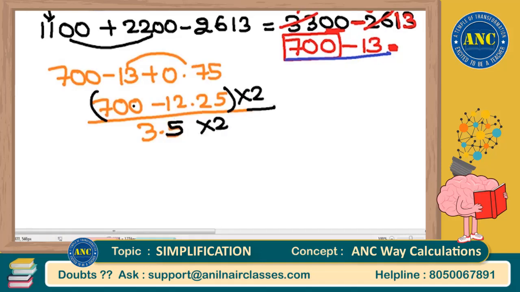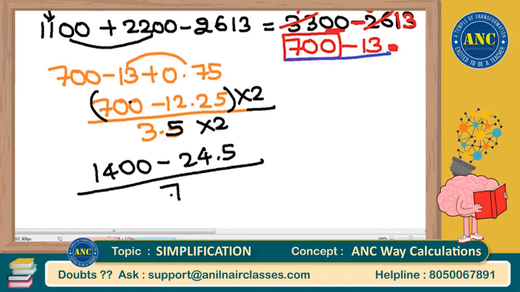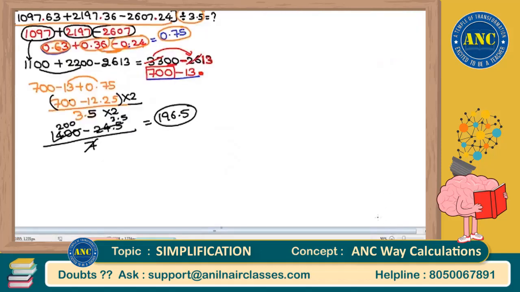What are you left with? 700 into 2 is 1400. 12.25 into 2 is 24.5, divided by 3.5 into 2 is 7. 7 into 200 is 1400, and 7 into 3.5 is 24.5. From 200, if I remove 3.5, the answer is 196.5. There are again so many intermediate steps which you can eliminate from this particular question, because I wrote everything only for your explanation purpose.